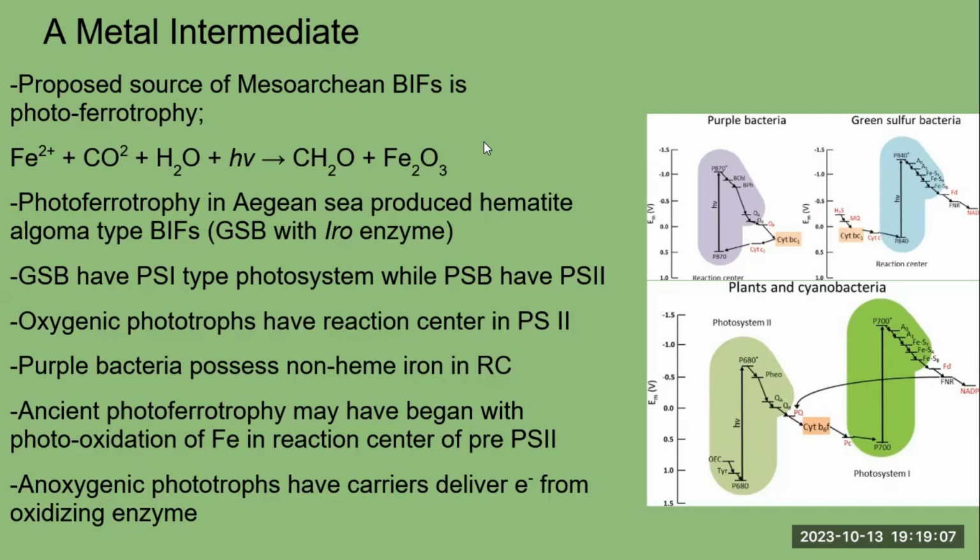It should be noted, however, that the iron oxidase gene used by modern photoferrotrophs emerged after the Mesoarchean. So, if photoferrotrophy was active during this time, the ancient and modern versions evolved convergently.